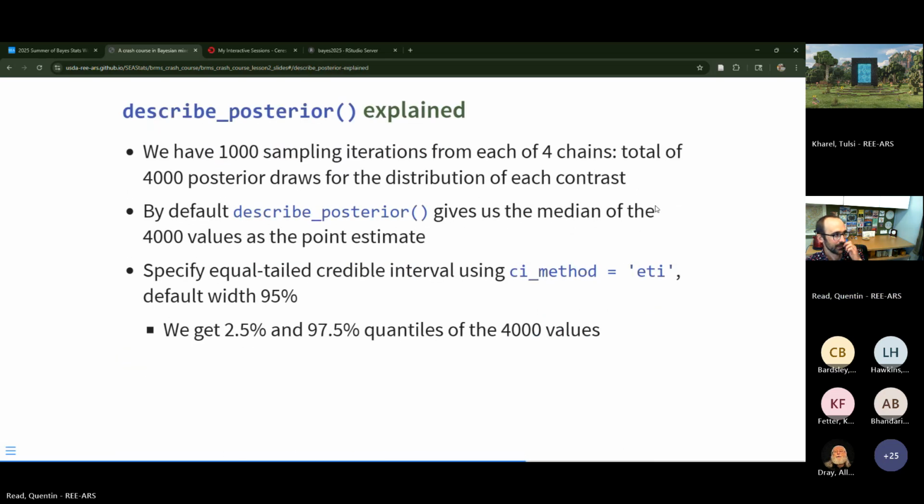And just like we are always doing, we're looking at the posterior distribution, which is a bunch of samples we took with Monte Carlo sampling. Describe posterior is going to give us the median of that as the point estimate. If we say ci_method equals ETI, that means equal tailed interval. That means a symmetrical quantile interval. It's going to give us the 95% interval by default, which is based on the quantiles of those samples that we have for our posterior distribution.